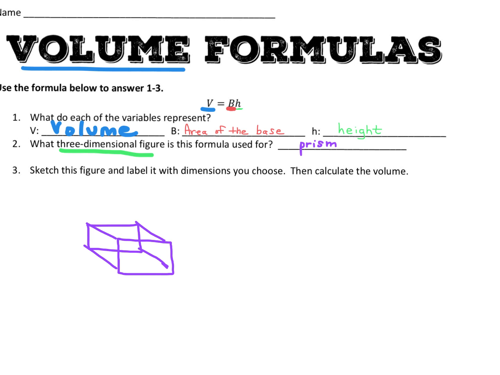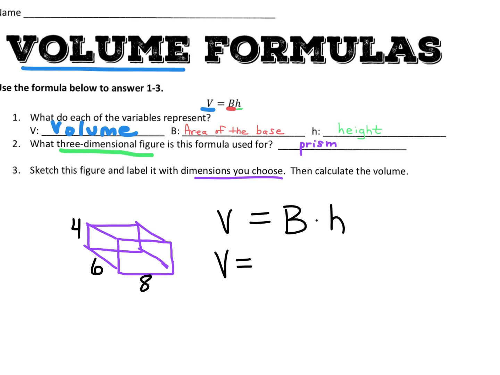Let's go ahead and put in dimensions of our choice. So I'm going to pick something that's kind of easy to do. So I'm going to do maybe 8 here for the length, 6 for the width, and I'll make the height 4. Okay, so I'm going to then calculate the volume. So I write down the formula, and then I substitute into the formula.